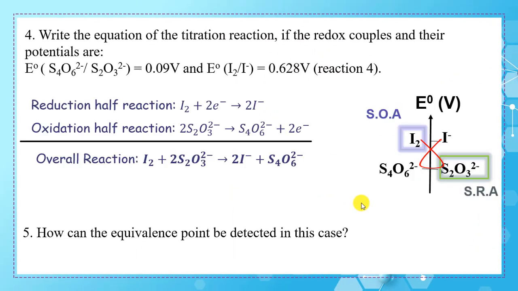So in number 5, how can the equivalence point be detected? It can be detected by the total disappearance of the dark blue color.